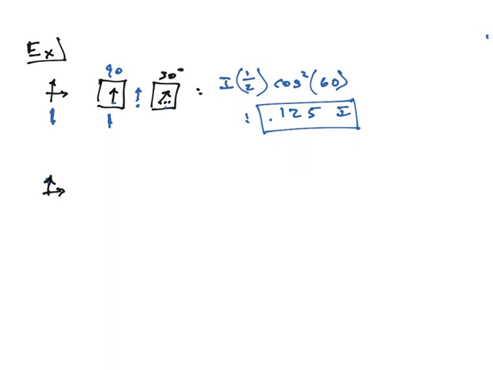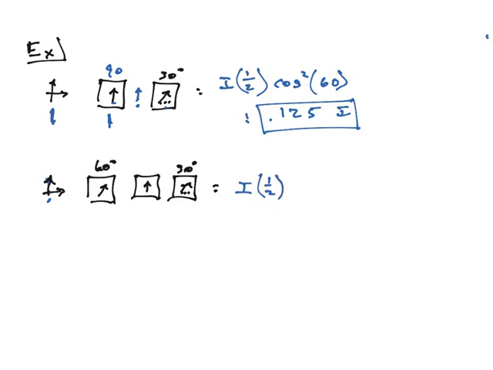Here's another example. Unpolarized light, we want to go through 60 degrees. Then we want to go through vertical. Then we want to go through 30. Okay, so again, we start with the original intensity. The first thing, we're going from unpolarized to 60, automatically 1/2.